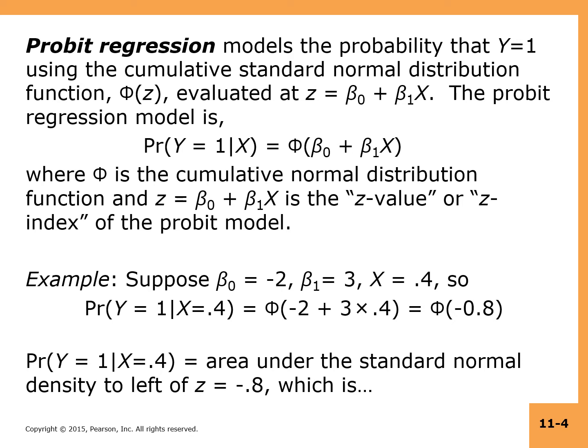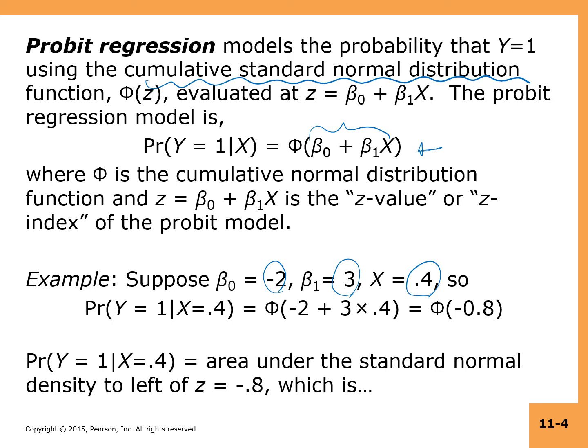The Probit regression models the probability that the dependent variable y is equal to 1 using the cumulative standard normal distribution function, or phi of z in this case, evaluated at z equal to beta 0 plus beta 1 x. So the model can be written this way, and whatever is inside the function is called the z-value or z index. Let's suppose that beta 0 is equal to -2, beta 1 is equal to 3, and x is equal to 0.4.